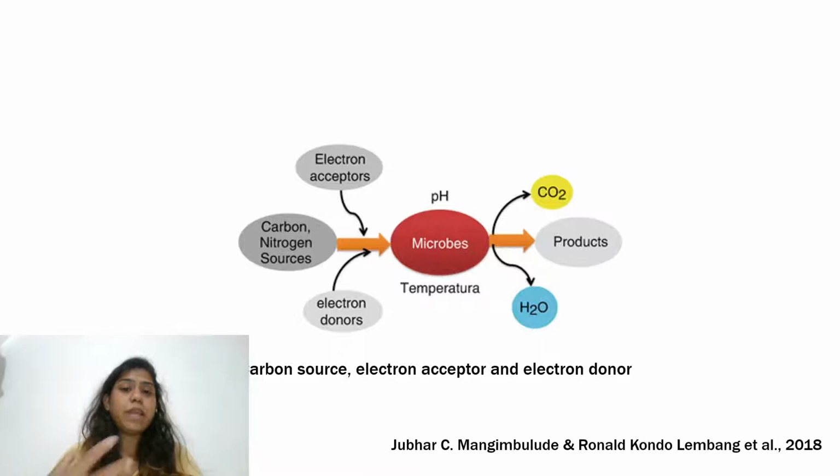So the microbe should be able to use the substrates in the zone of contamination itself as electron source and carbon source or nitrogen source, and under appropriate temperature and pH conditions, it should be able to convert it into less harmful products and release carbon dioxide and water. That is the main criteria of how we would choose a microbe for a particular contaminant site.